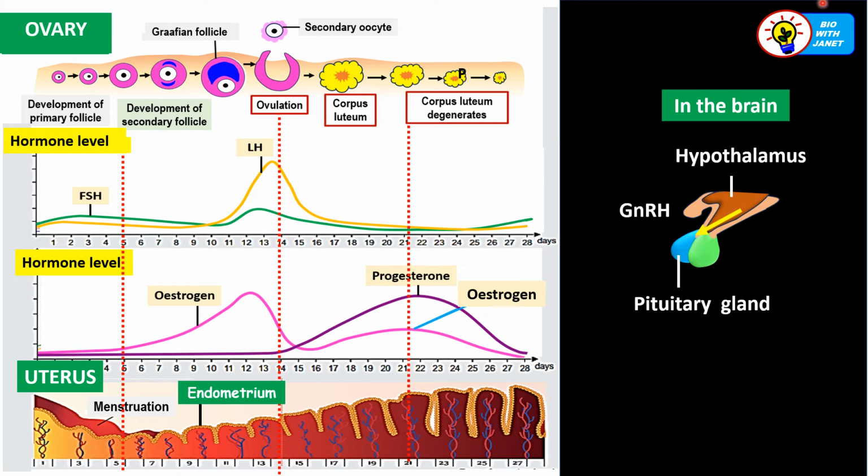Now, apart from the ovary and uterus, we're also going to discuss the endocrine glands in the brain, which are the hypothalamus that secretes GnRH, and the pituitary gland that secretes LH and FSH. Whereas progesterone and estrogen are secreted by which organ? Ovary. Think of the word OOPS: Ovary secretes estrogen and P, progesterone. Oops.